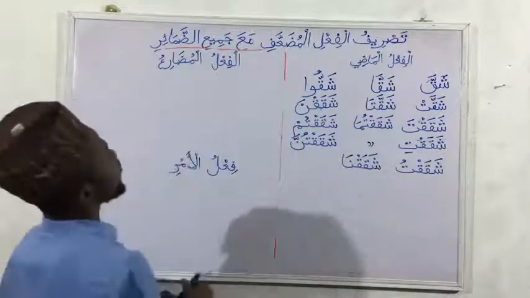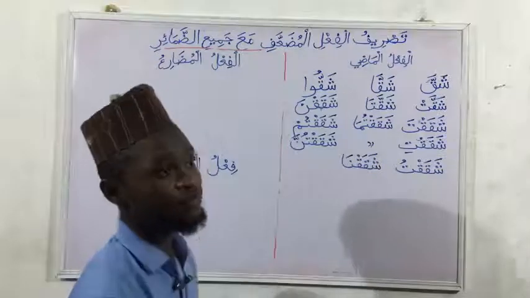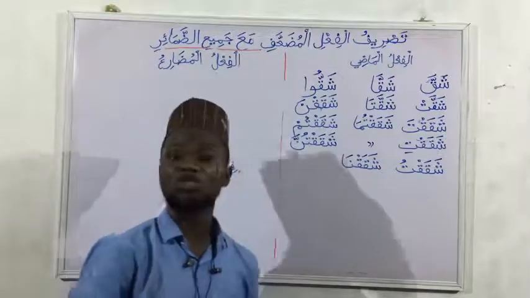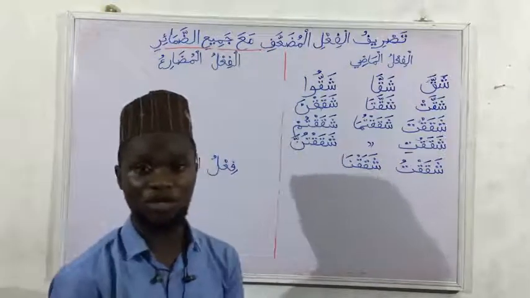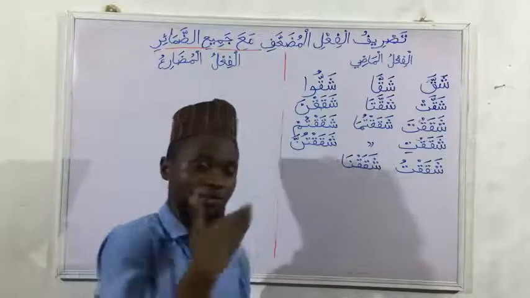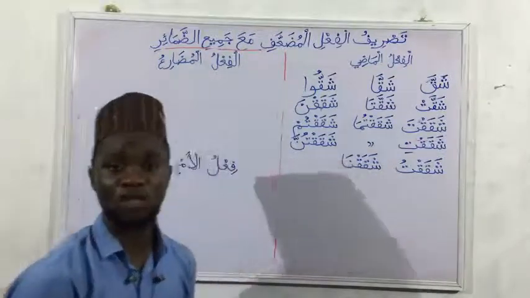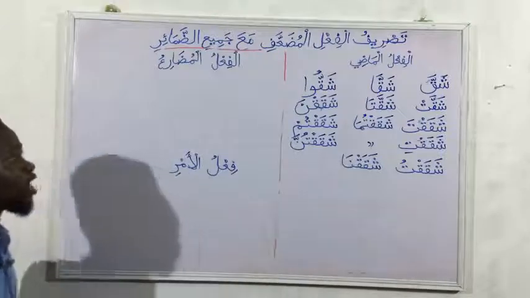So the person you are facing has to be what? Tashukku. Because for shakka in Mudori we have yashukku. So when we are talking about the second person, it has to be what? It has to be ta. So we are going to be having tashukku.